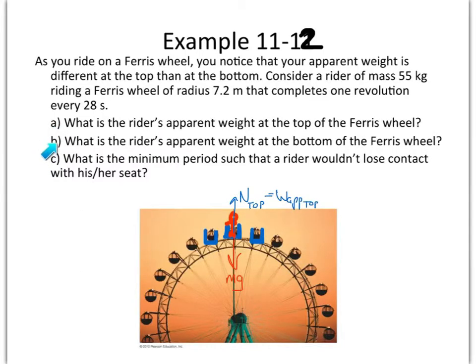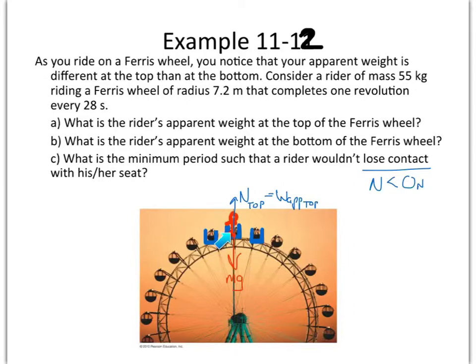For part C, the minimum period such that the rider would not lose contact with their seat. Well, if it's going around faster and faster, those riders would probably feel less and less heavy, to the point where they come up off their seat. Lose contact means normal force is less than 0 newtons. So in part C, we'll solve for normal force being 0, because that means there is basically no pressure between these riders' behinds and their seat. And that means it's a maximum speed that you can go before they start to lift up off their seat and possibly fly out. Okay?